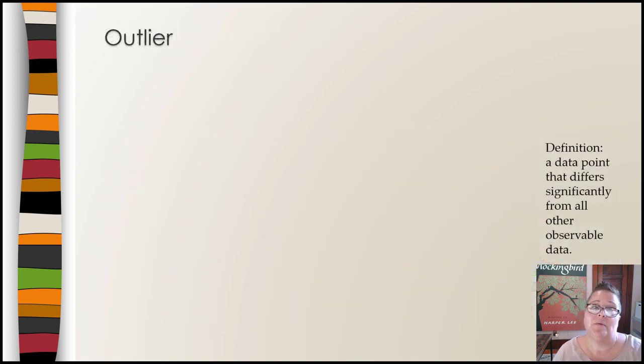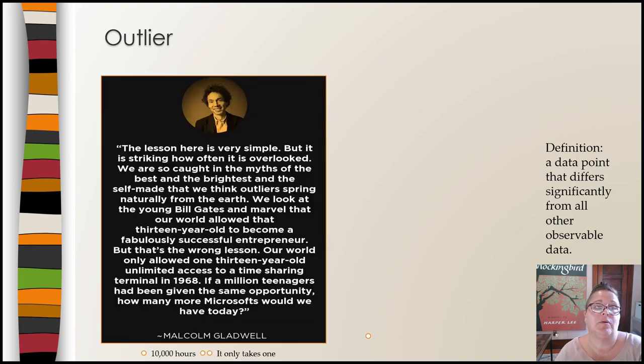Now, second thing we want to be able to do is to understand what an outlier is. An outlier is defined as a data point that will differ significantly from all other observable data. We have here a quote from Malcolm Gladwell. It says, "The lesson here is very simple, but it is striking how often it is overlooked. We are so caught up in the myth of the best and brightest and the self-made that we think outliers spring naturally from our Earth.